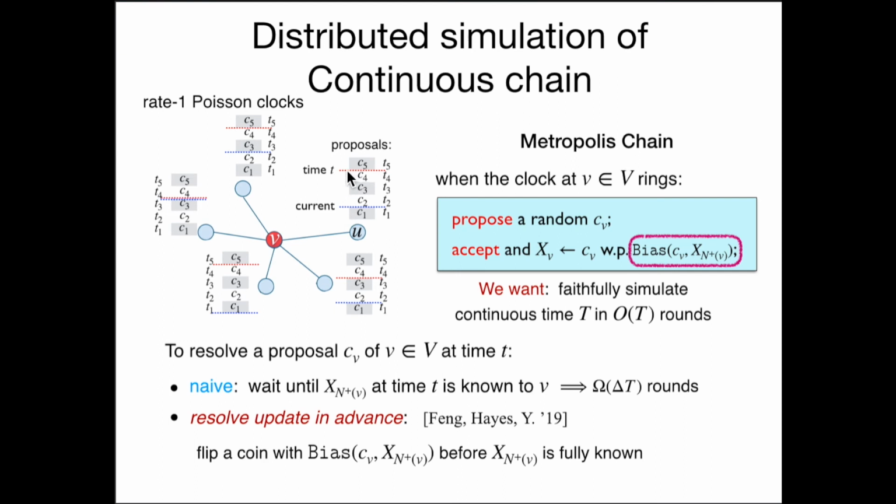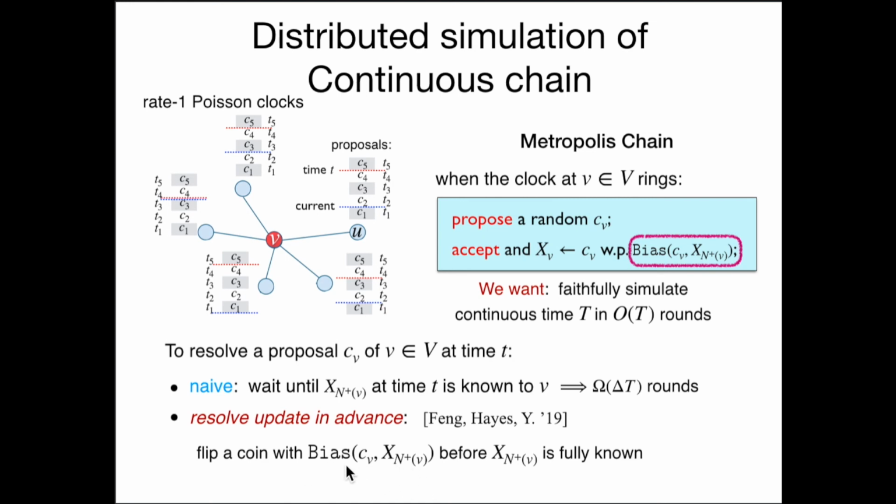But V wants to know the spin of U at time t, at this red line. So the correct spin of U at time t is not known to V, but that spin must be among the current spin of U and also the proposals between these two lines. And that's due to the definition of a Metropolis algorithm. So even when the precise neighborhood configuration at time t is not fully known, we can construct a set of possible neighborhood configurations at time t and estimate the upper and lower bounds of this bias.